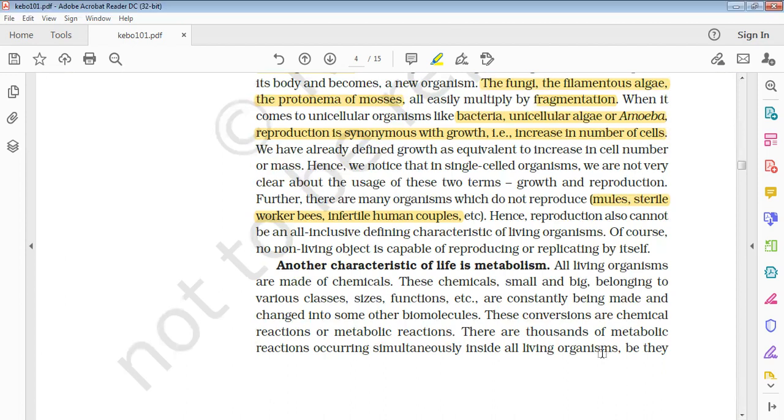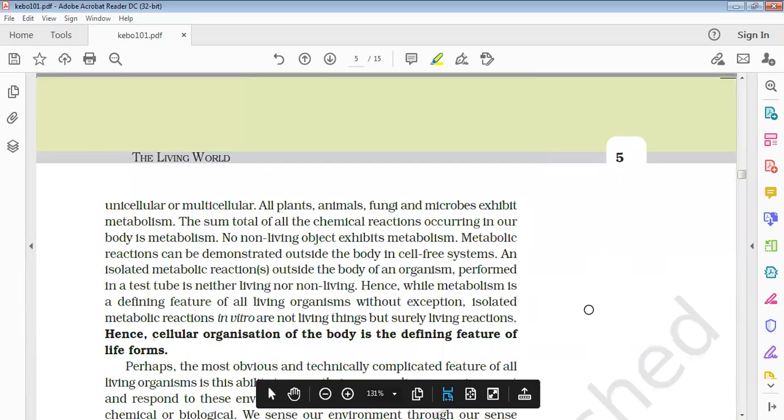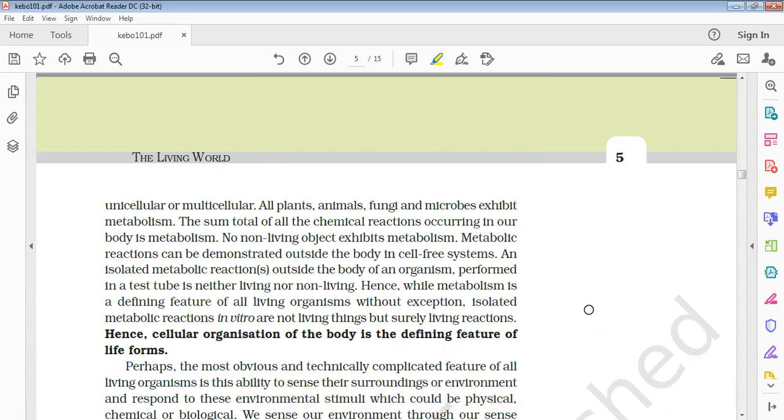So there are thousands of metabolic reactions that occur simultaneously inside all living organisms, be it unicellular organism or multicellular organism. So metabolism is a characteristic feature and it occurs in all type of organisms. Even plants, animals, fungi and microbes exhibit metabolism. The sum total of all the chemical reactions occurring in our body is metabolism. So what is metabolism? It is the sum total of all the chemical reactions occurring in our body. No non-living object exhibits metabolism. As we said in reproduction, that no non-living object can reproduce, in a similar way, no non-living object can exhibit metabolism.